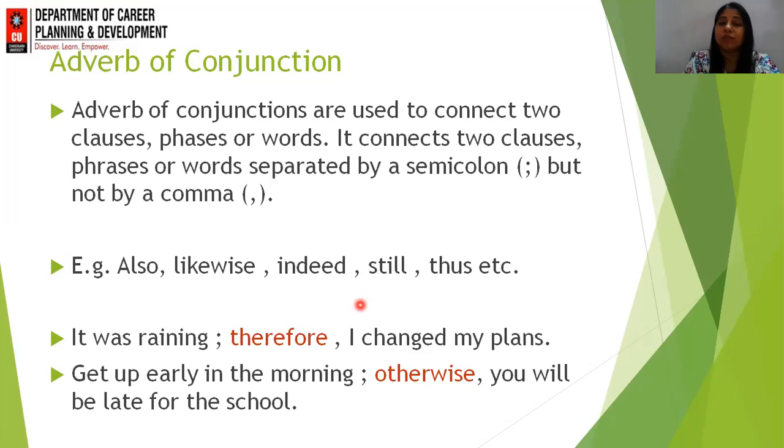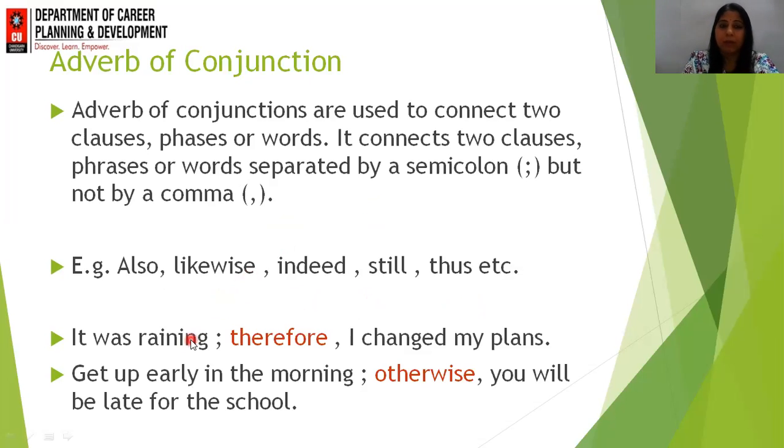Next is adverb of conjunction. I hope that we all understand what conjunctions are. Conjunctions are the words which link different parts of the sentence together and form a meaningful sentence. So adverbs of conjunction are used to connect two clauses, phrases, or words. It connects them by the use of a semicolon and not by a comma. Very important. Otherwise, if we say conjunction, we use commas there. But when we are talking about adverb of conjunction, we are not using a comma, we are using a semicolon here. Also, likewise, indeed, still, thus, etc.